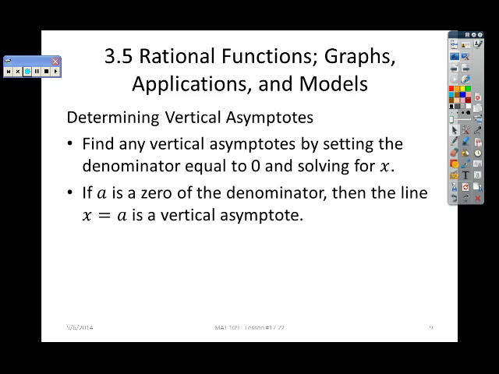The solutions to that equation, written this way as equations, x equals a number, this is the equation of a vertical asymptote. Remember, a line has to have an equation as a definition. A line can't have just a number. It has to have an equation as a definition. So an equation of this type is a vertical asymptote.